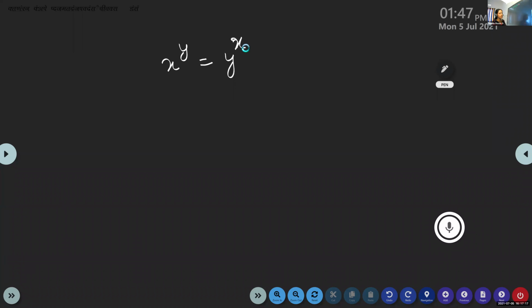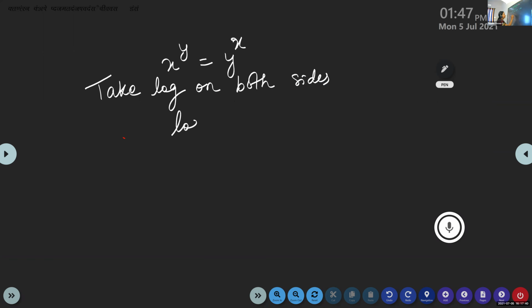Now look here, children. Look at the exponents. The exponents are x and y. Whenever the exponents are functions of x or functions of y, we have to use logarithmic differentiation. So here we are going to take log on both sides. When we take log on both sides, we get log of x raised to y is equal to log of y raised to x.